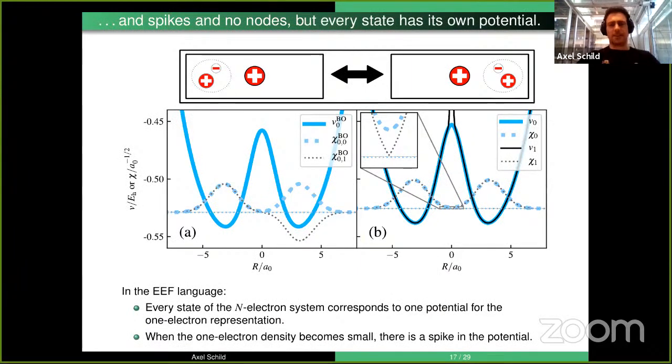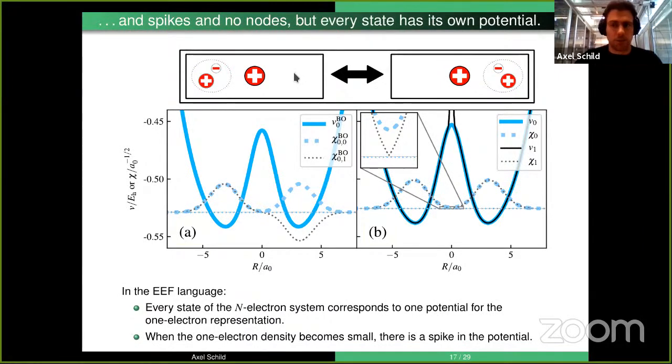The second peculiarity: for this explanation, I'm using this correspondence to the Born-Oppenheimer case, because it's easier to show here. In this case, we're looking at a model where we have two nuclei. This is a fixed nucleus, and here we have a moving nucleus and a moving electron. The potential is symmetric, so there's a minimum here and an equal minimum over there.